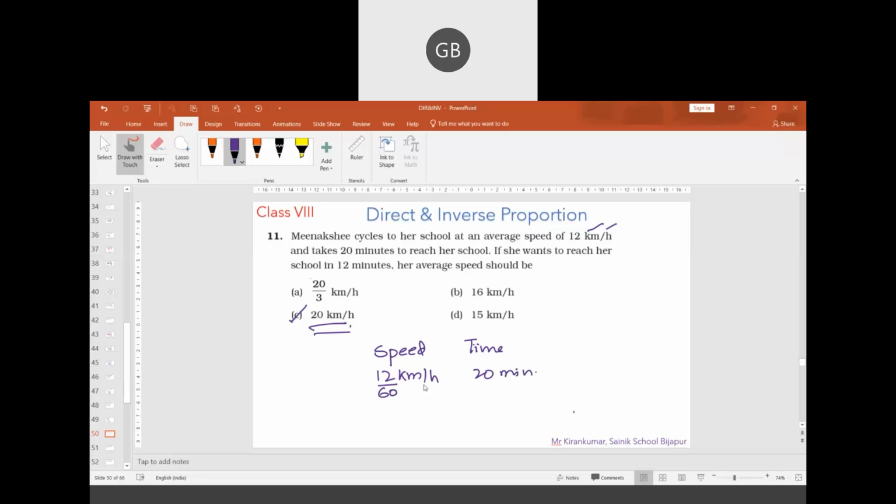Let me convert this here only: 12 by 60 kilometer per minute. What should be the speed x in kilometer per minute if the time taken is 12 minutes? Since this is inverse proportion, the product has to be equal. So 12 by 60 into 20 should be equal to 12 into y.